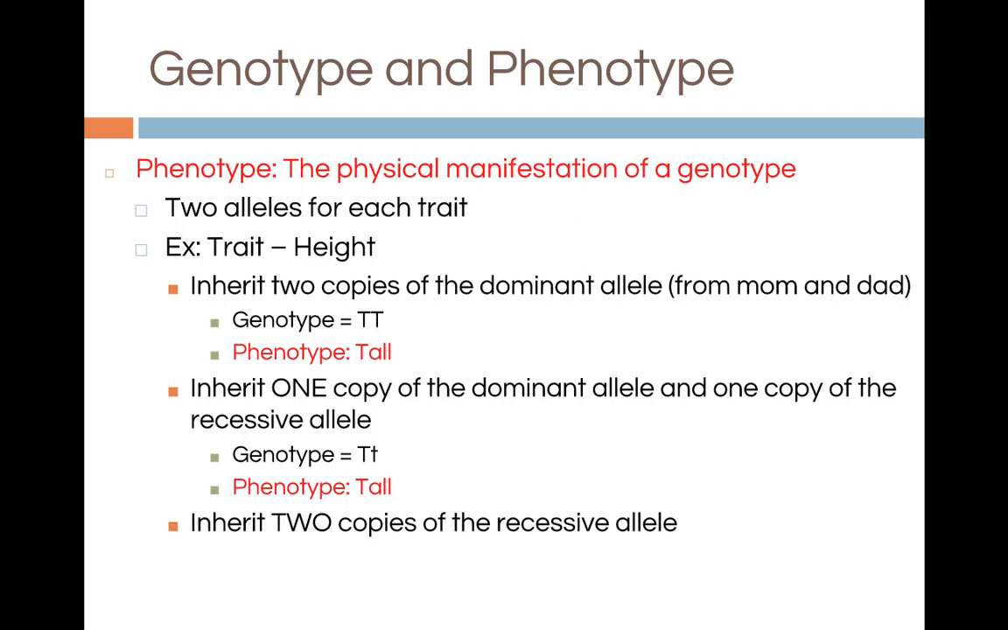If you inherit two copies of the recessive allele, your genotype would be little t, little t. That's the only way in this example that you would be short. So both parents would have to give you that gene. Again, there are some vocab words on here. Make sure you write down your definition of phenotype and your examples.